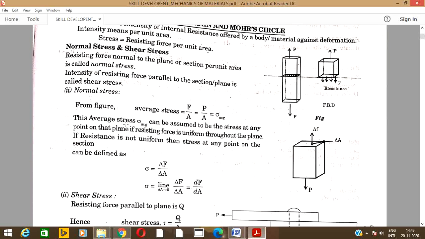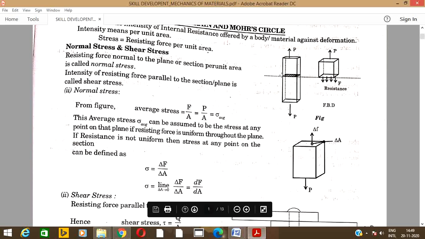This average stress can be assumed to be the stress at any point on the plane, right? Here, sigma average is used because this stress value is the same everywhere on the plane, if the resisting force is uniform throughout the plane. If the resistance is not uniform, then the stress at any point on the section can be defined as delta F by delta A. It is for a point, not for the whole plane. It is the change in force by the change in area.